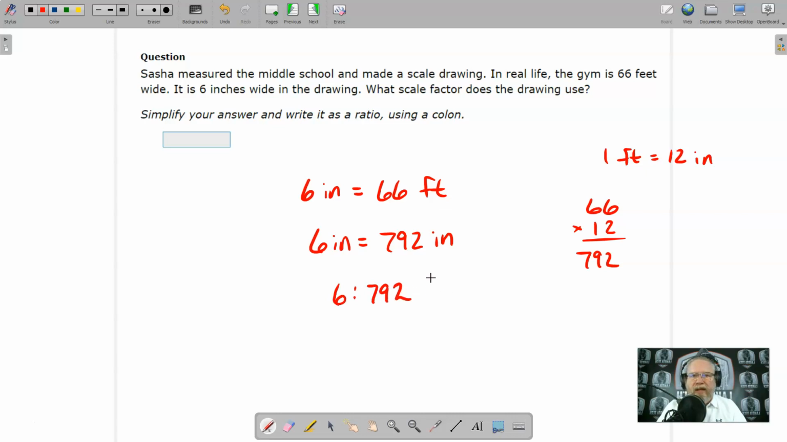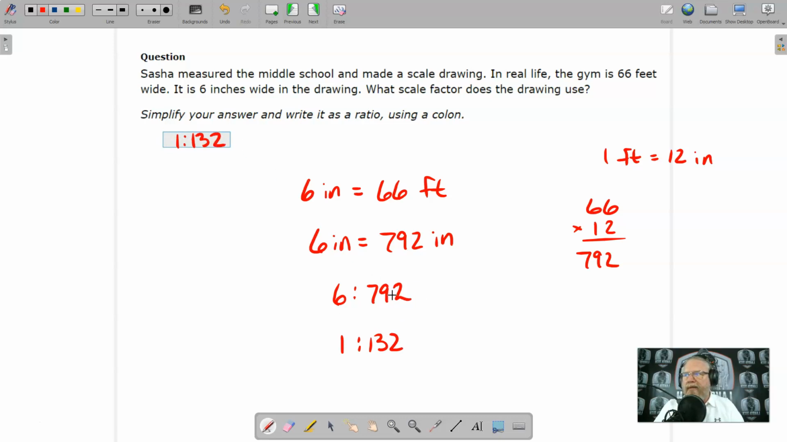Now if I'm using a calculator, right now I got 792 in my calculator, and I'm wondering, is that divisible by 6? So I just do divide by 6, and sure enough, it is. 792 divided by 6 is going to give me 132, and 6 divided by 6 is 1. So it's going to be 1 is to 132.